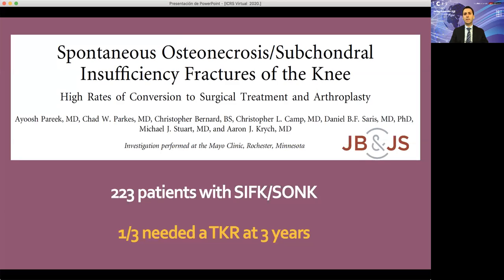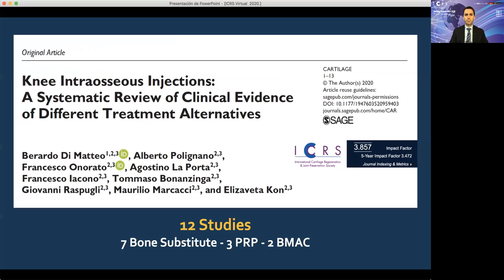In this study published this year in the JBJS from the United States, the group of Aaron Krych and Daniel Saris from the Mayo Clinic evaluated 223 patients with SIFC, and they found that one third of those patients needed a total knee replacement at 3 years. That's why it's very important to address and treat these pathologies in the early stages to prevent organ failure.